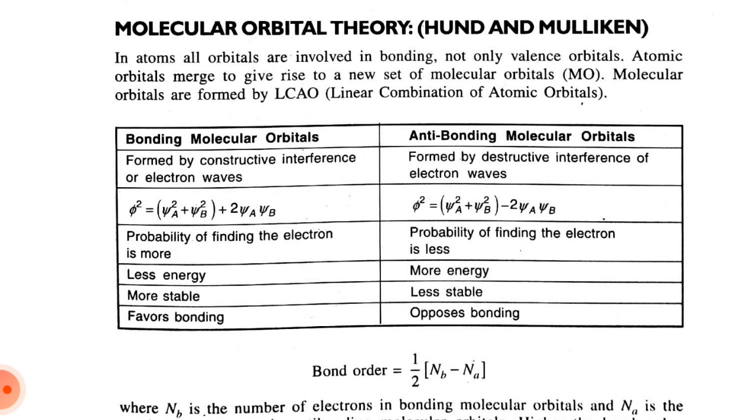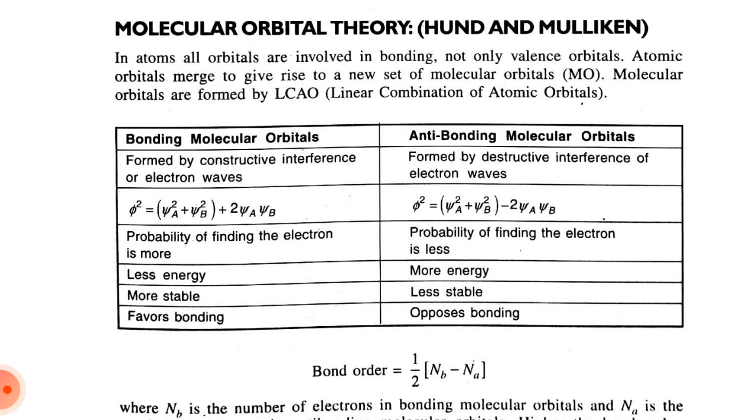Less energy in bonding molecular orbital, more energy in antibonding molecular orbital. More stable in bonding molecular orbital, less stable in antibonding molecular orbital. Favors bonding in bonding molecular orbital, opposes bonding in antibonding molecular orbital.